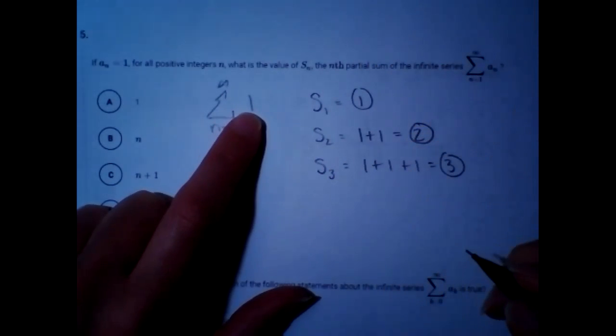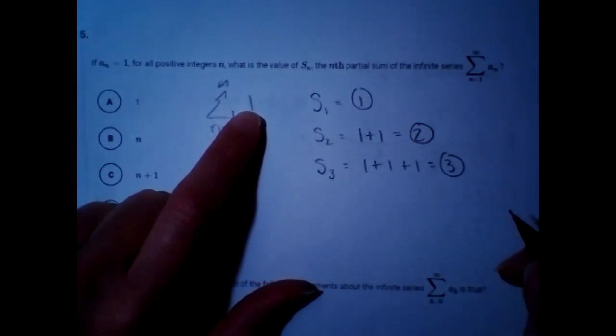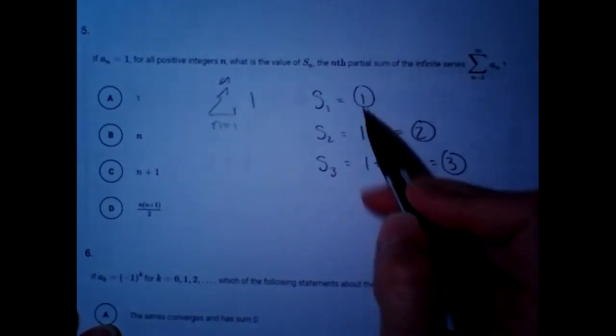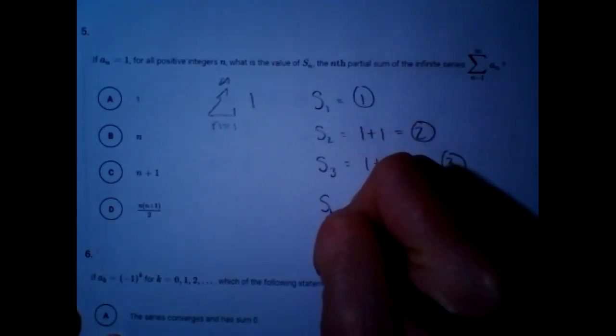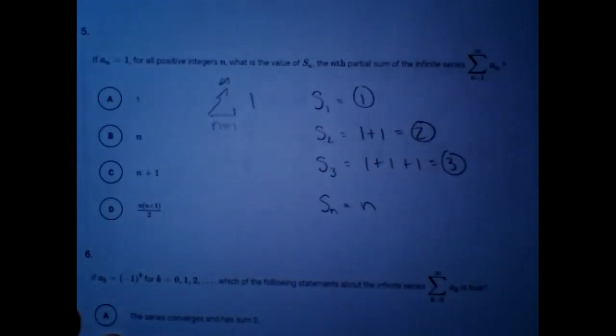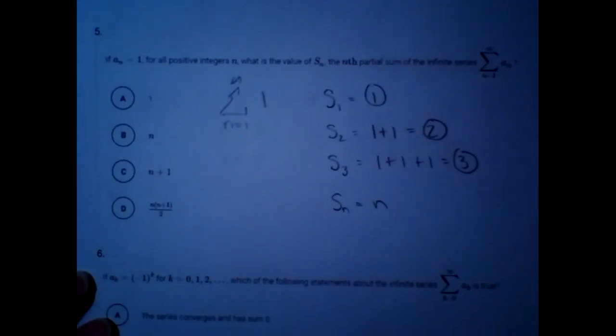I mean, every single term in the series is going to be 1. So the first one is 1, and the second one is 2, and the third one is 3. So it's just always going to be whatever term you're on, whatever n is. So that one is B.